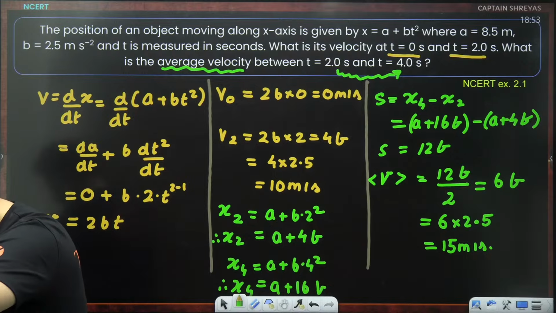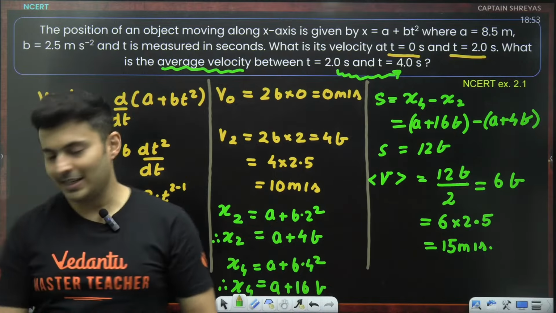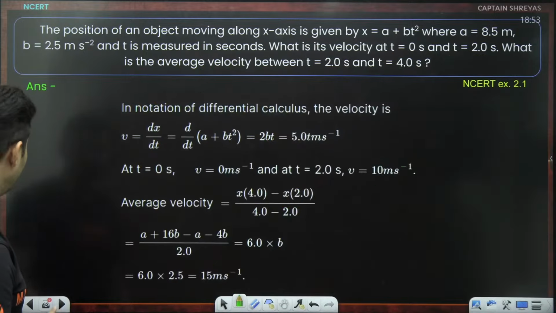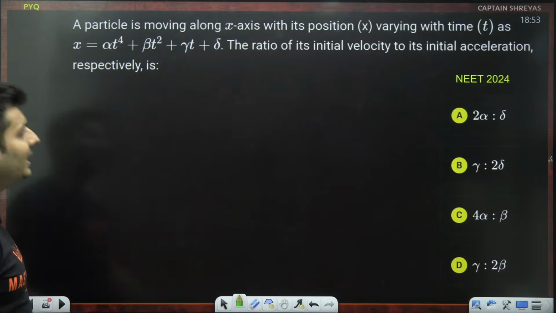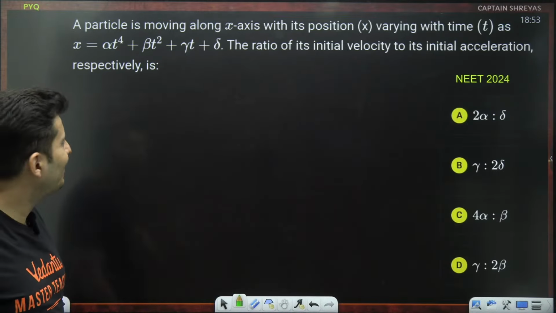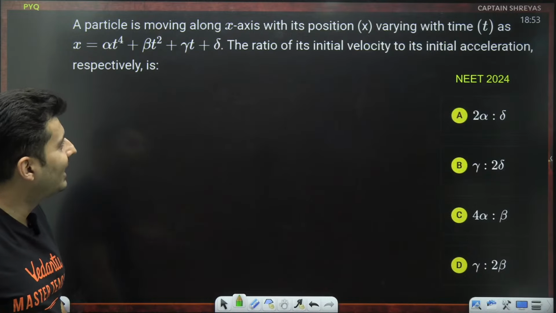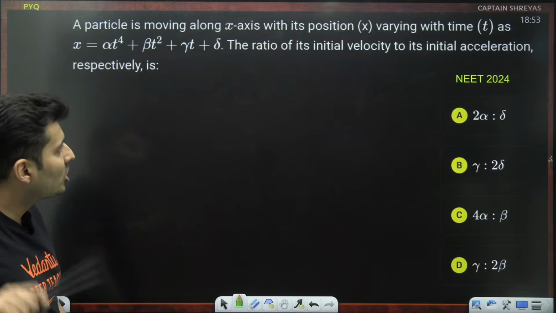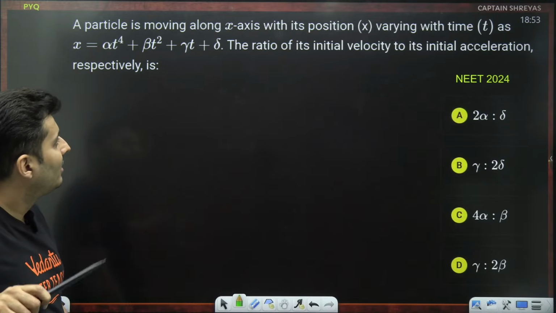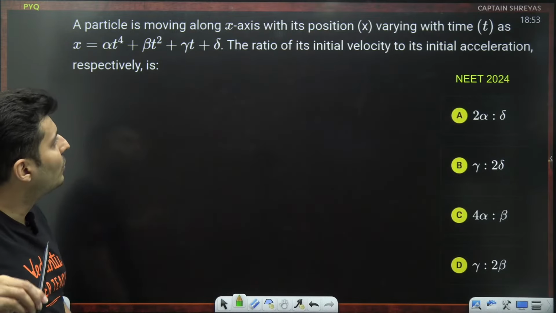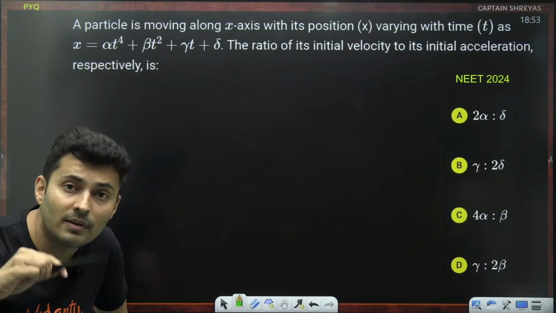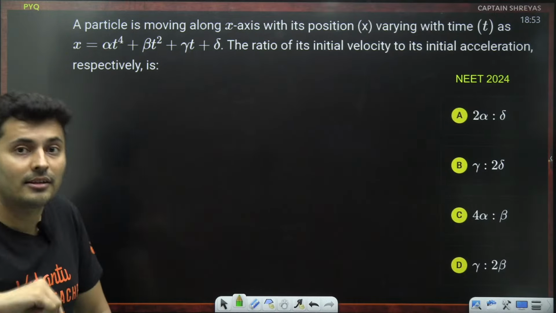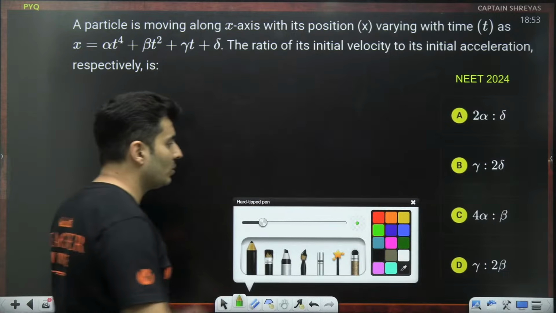Very good, guys. Let's go to the next question coming up on your screen, and here it is. In NEET 2024, that's this year it was asked, the particle is going in the x direction. It changes as follows: ratio of the initial velocity to the initial acceleration. So I think we have to find two things here.